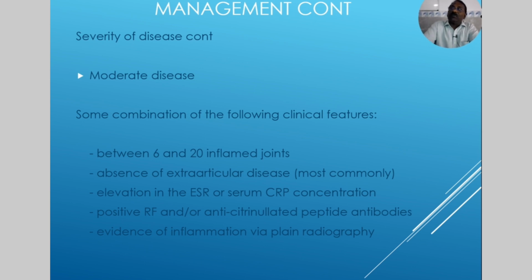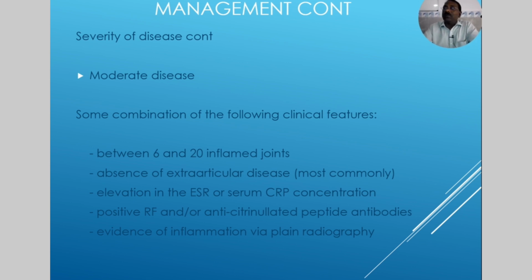Between 6 and 20 inflamed joints. So the number of joints here is nearly 20. So 6 to 20 joints. Absence of the extra-articular disease. So again here, absence of the extra-articular disease. Your lung is normal, no fibrosis. Your liver is normal, no hepatotoxicity. Kidney is normal, no proteinuria or elevated creatinine levels. Retina is normal, eye is normal, skin is normal. So no extra-articular disease. Even the nodules are not there.